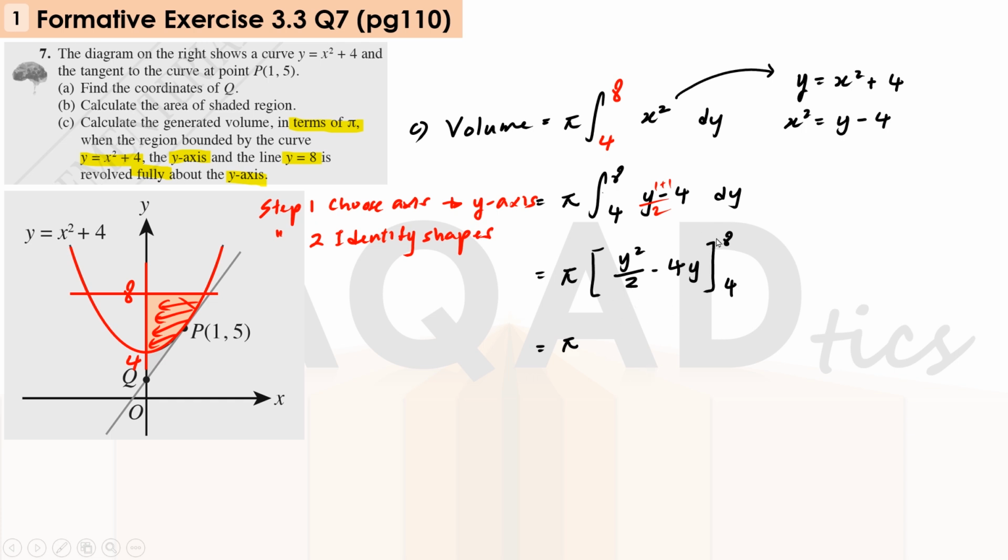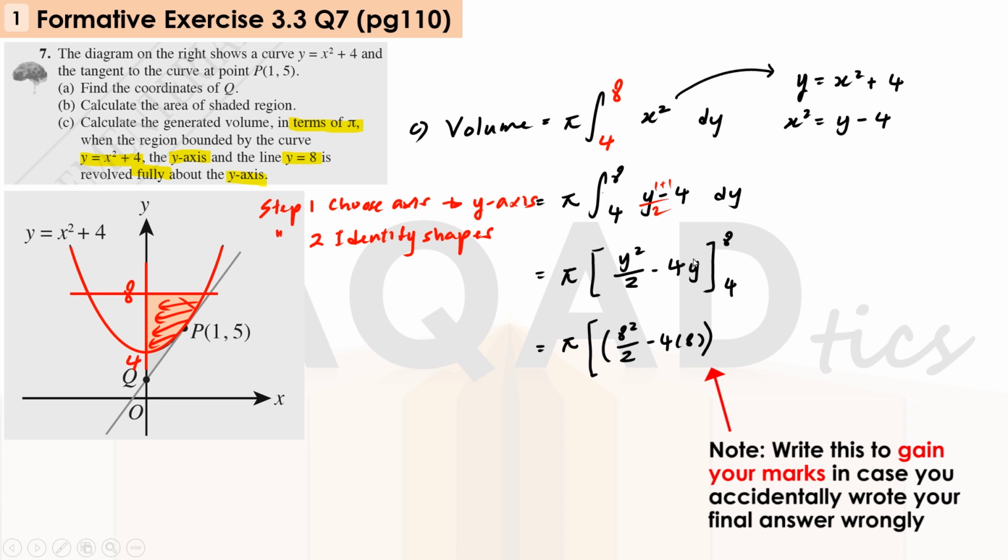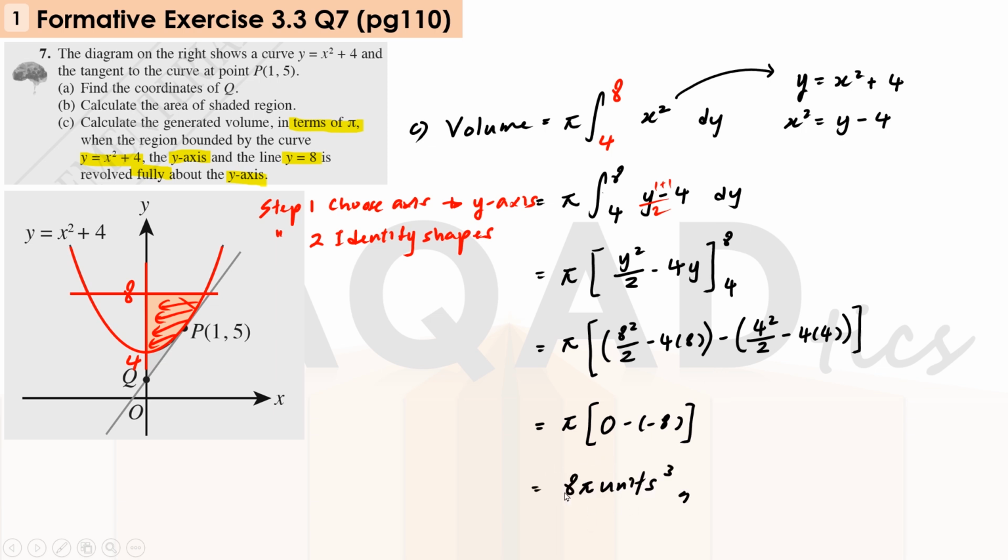So the next line is we substitute the 2 values inside. So this is the working where we substitute 8, and this is the working that we substitute 4. Then we simplify. So this one is 0, the negative, let's remain here, and this one is negative 8. So to find out the final answer, the answer will be 8 pi units cubed. Again, the pi don't change it to 3.142 because here it says in terms of pi.